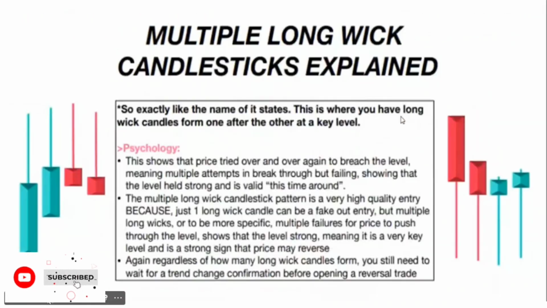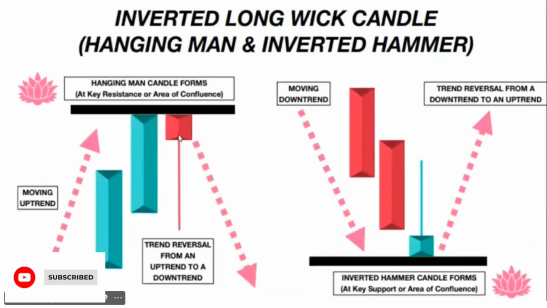So let's do this. Okay, so here we have our inverted long wick candle, or you can say a hanging man, or inverted hammer, or a hanging man. So the hanging man candle forms as a key resistance or area of confluence.